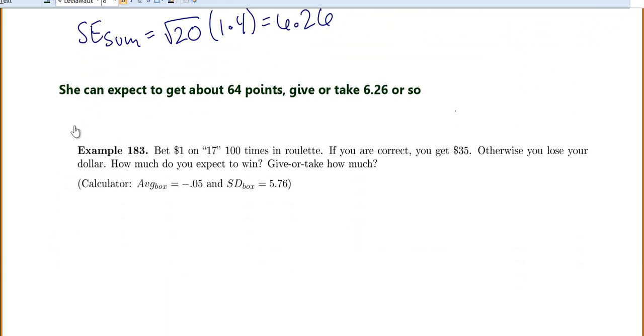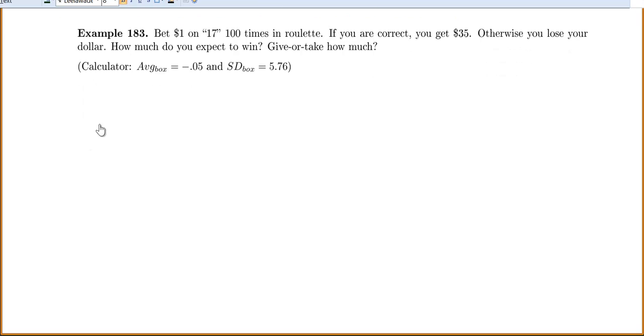So one more example. Let's say you bet $1 on a 17 100 times in roulette. If you're correct, you get $35. Otherwise, you lose your dollar. How much do you expect to win, give or take how much?